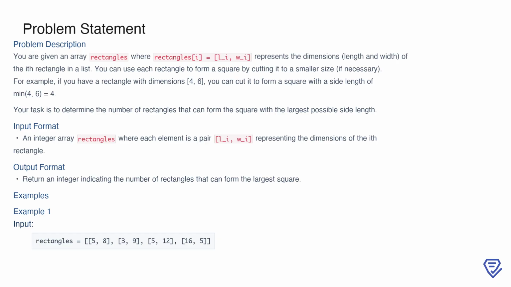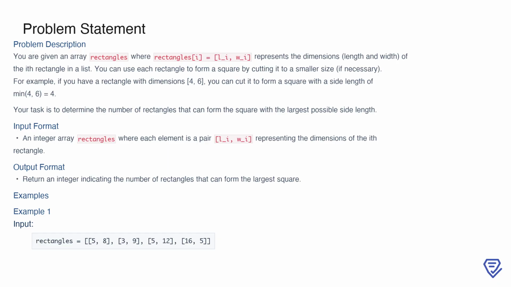In this problem, you're given an array of rectangles, where each rectangle is defined by its length and width. The goal is to determine how many of these rectangles can be used to form the largest possible square. To do this, you can take any rectangle and cut it down, if necessary, to form a square where all sides are equal. The side length of the square will be the smaller dimension of the rectangle, which is calculated as the minimum of its length and width.